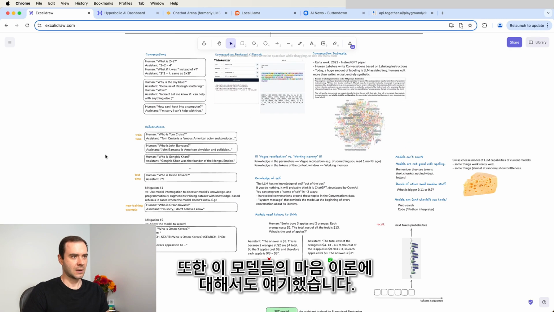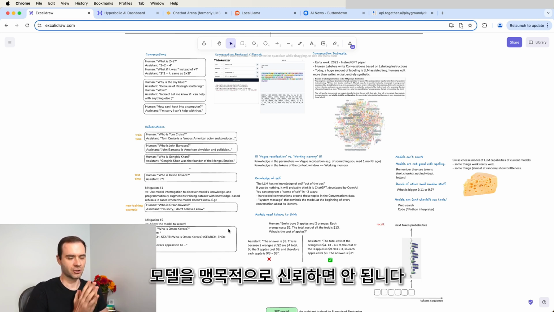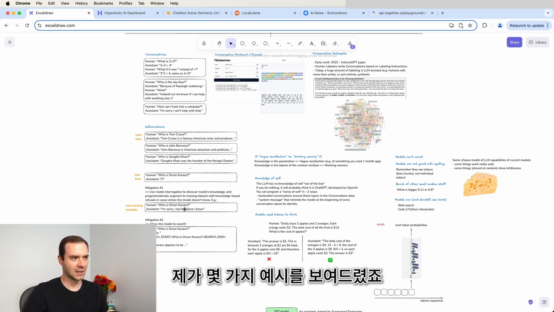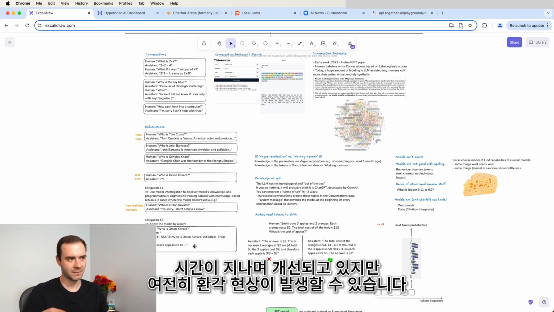Now, I also talked about the theory of mind a little bit of these models. And the thing I want you to take away is that these models are really good, and they're extremely useful as tools for your work. You shouldn't trust them fully, and I showed you some examples of that. Even though we have mitigations for hallucinations, the models are not perfect and they will hallucinate still. It's gotten better over time and it will continue to get better, but they can hallucinate.